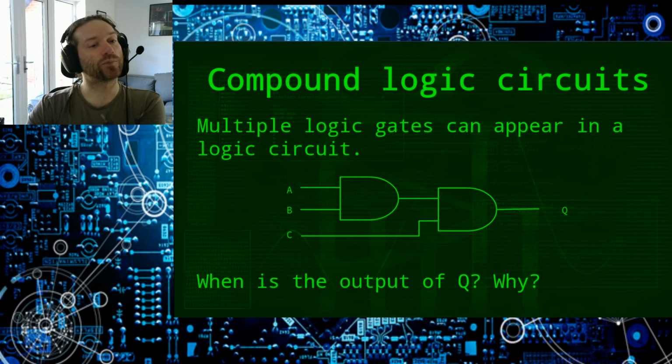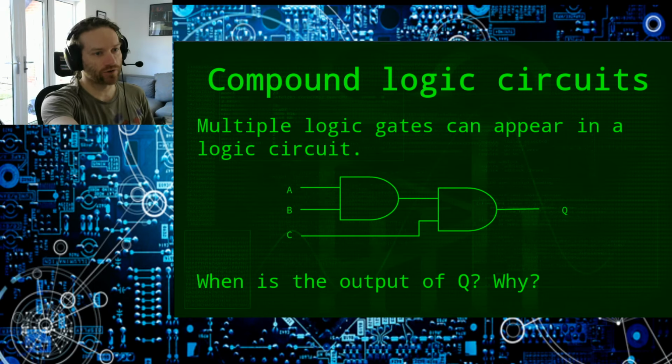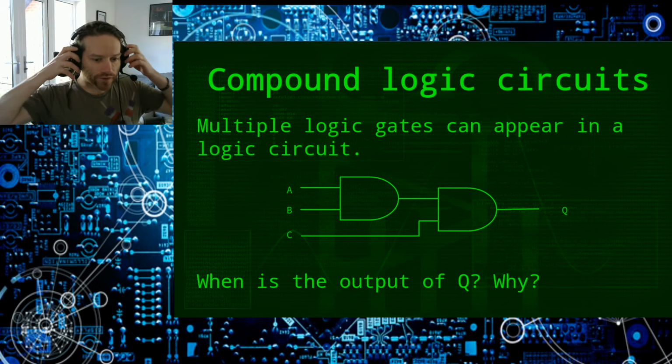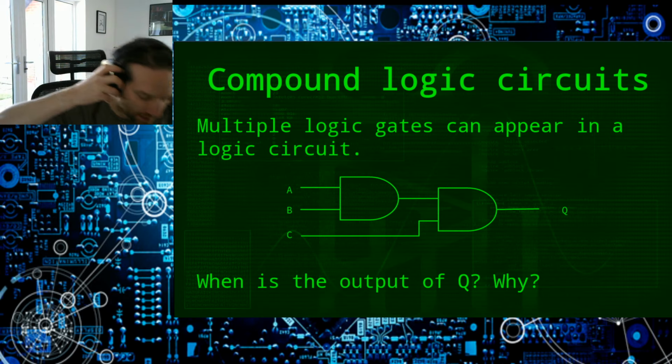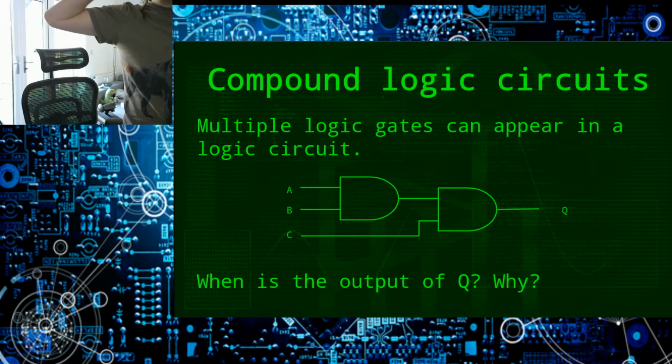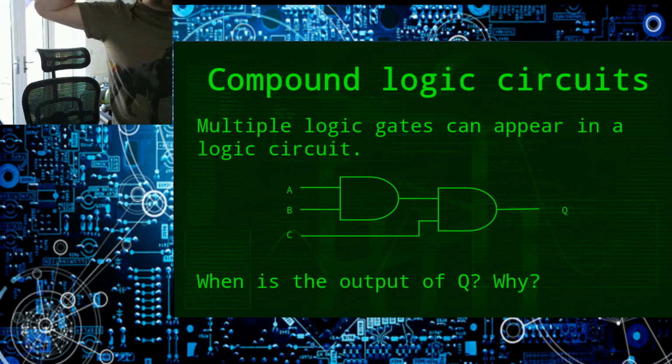What is the output of Q1 and why is that? Okay, remember we've got the output from that first logic gate, A and B, feeding into the input of the next one. I shall return in a couple of minutes, have a discussion, have a think, and then I will return.